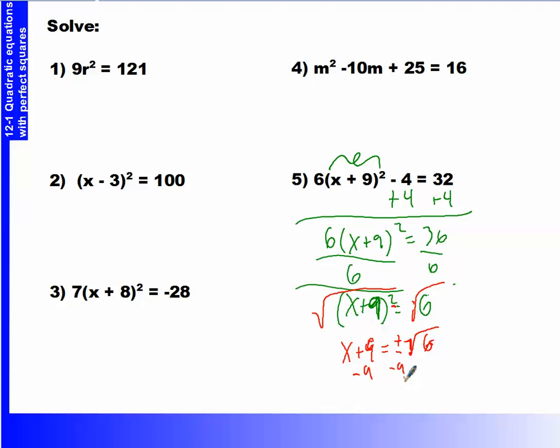Now here is going to be the somewhat tricky part. I am not going to take out my calculator and find the decimal approximation of the square root of 6. I'm going to keep the answer in simplest radical form. So what I'm going to end up with is the whole number, negative 9, plus or minus the square root of 6. I can't do anything with that. I can't combine the negative 9 and the square root of 6. So x is just equal to negative 9 plus or minus the square root of 6.